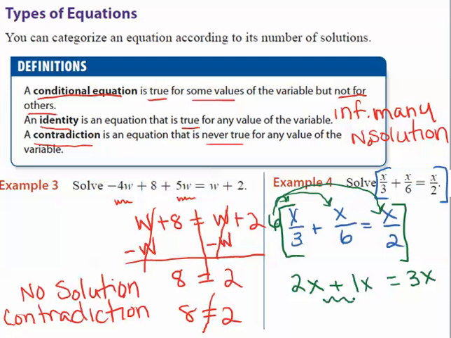So now let's solve. I get 3x on this side equals 3x on this side. Well, let's go ahead and divide by 3 on each side. And I get x equals x. So what does this mean? This means it's an identity. Why? Because no matter what value of x I put in, it's always, always, always going to work. You're going to see this come up quite a bit when we do systems of equations.